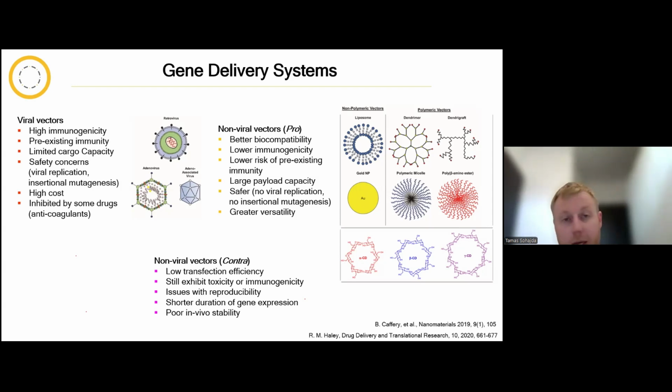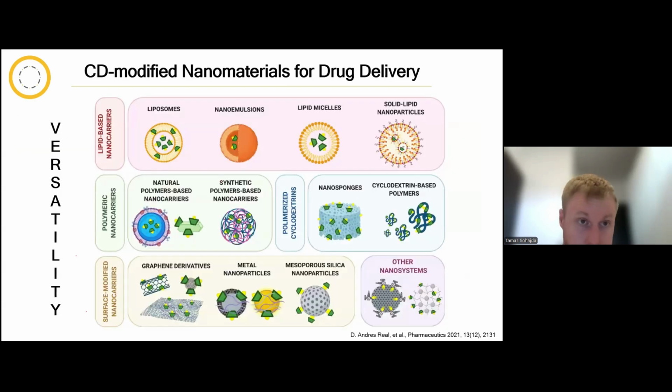And both have advantages and disadvantages, but currently the regulators are leaning towards non-viral vectors and their use in the new type of formulations. So how can cyclodextrins be used in this kind of formulation? Cyclodextrins are extremely versatile and fairly easy to combine with other drug delivery systems. When we talked about small molecules, we discussed it a lot, but technically they can be incorporated into micelles, liposomes, nanosponges.